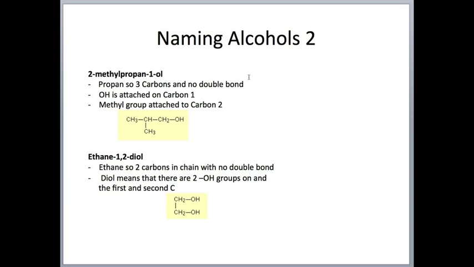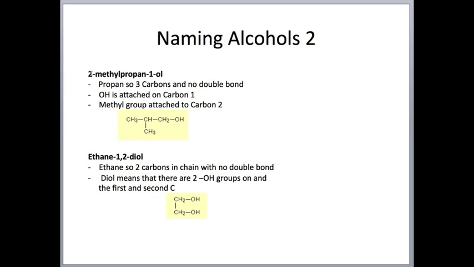We can also get more complicated alcohols. So for example, 2-methyl propan-1-ol. First of all, we look at the name and we can see that it says propan. This means first of all that there are 3 carbons and there are no double bonds. So we can draw out 3 carbons. We also have the ol, and the number 1 shows that the alcohol group, the OH group, is attached onto the first carbon. So we can put the OH group here.